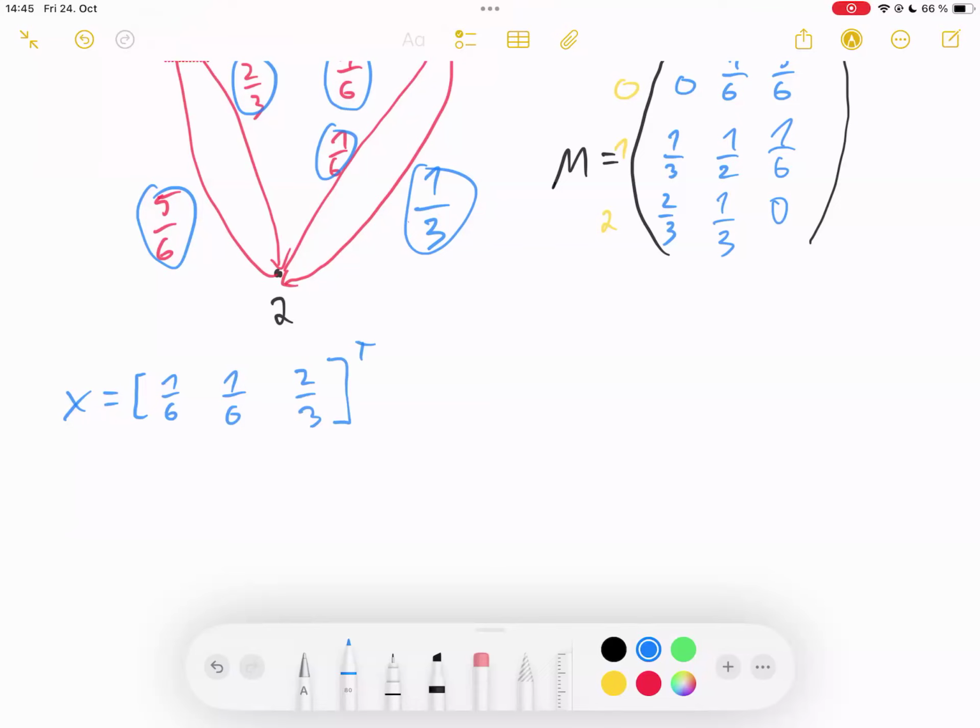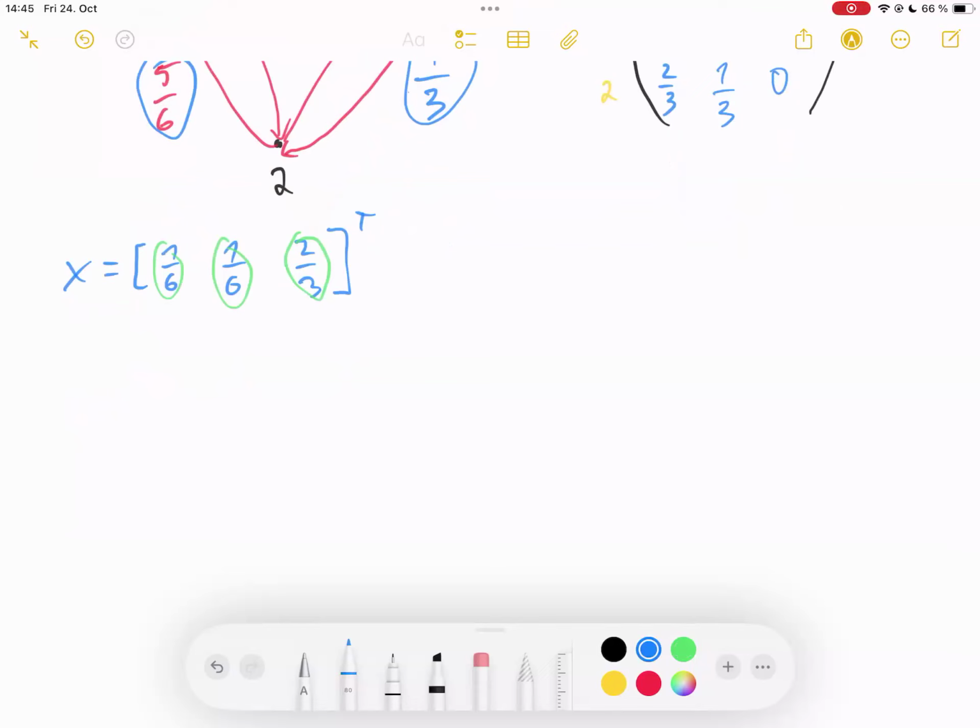This is our state, and we see it's a valid state because the entries add up to 1. And remember what this means. It means there's a 2/3 probability that the marble is in position 2 and a 1/6 respectively for position 0 and 1. Now we can do such an evolution again: we have matrix M and our state X, which we multiply from the right.